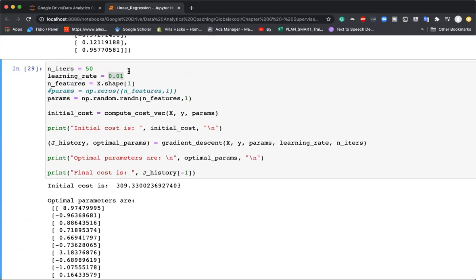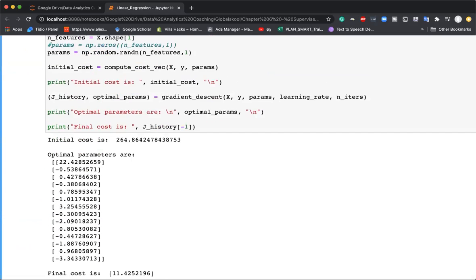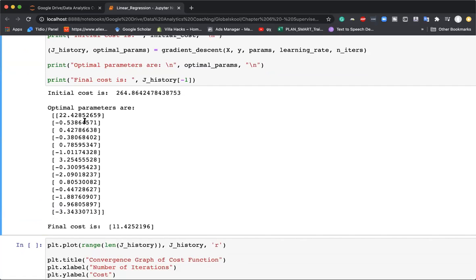Let me take a better example. Let me take a learning rate of 0.1 and execute this. We can see that our cost has now significantly reduced. We started with some random cost of around 264 and we ended up with 11.